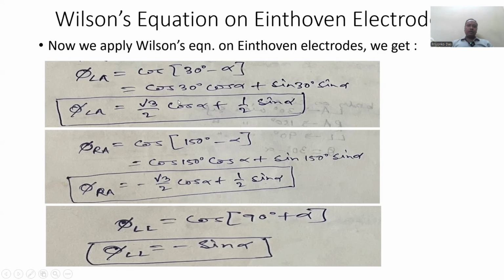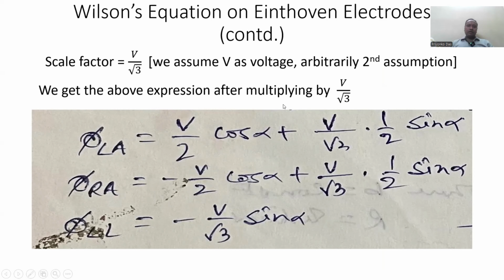So how have these expressions been achieved? By multiplying each expression by V by root 3. If you multiply the phi LA expression with V by root 3, it becomes V by 2 cos alpha plus V by 2 root 3 sin alpha, exactly the value obtained here. Similarly, you may multiply in all the cases if there is any confusion. So these are the expressions he has achieved.